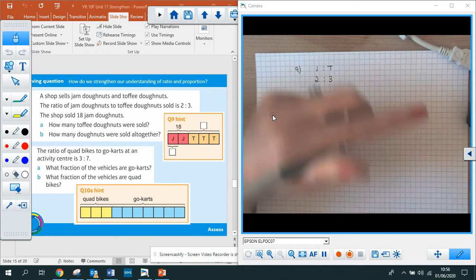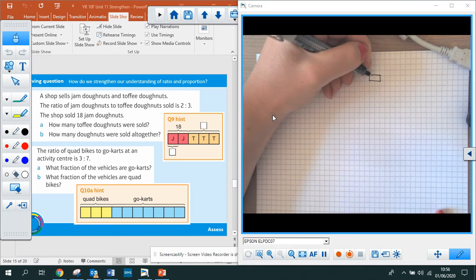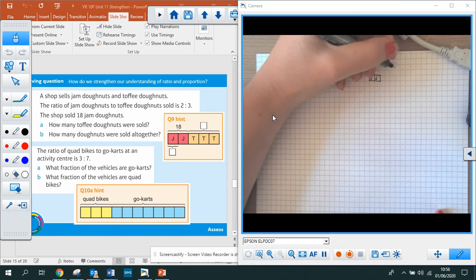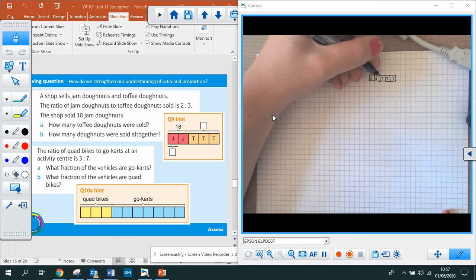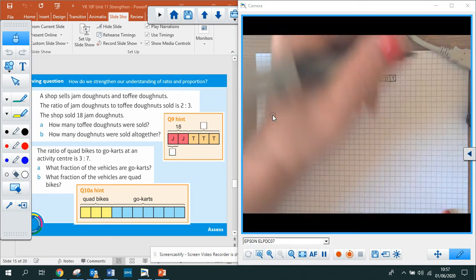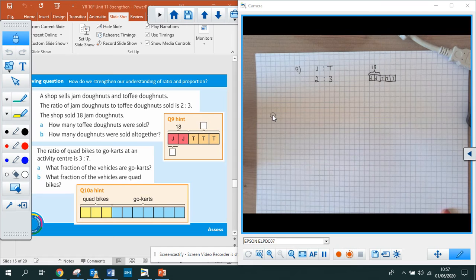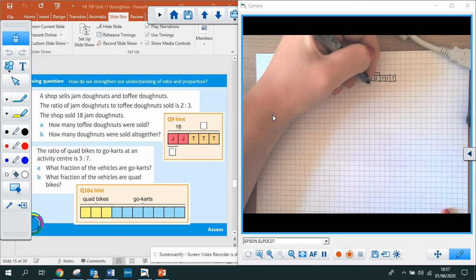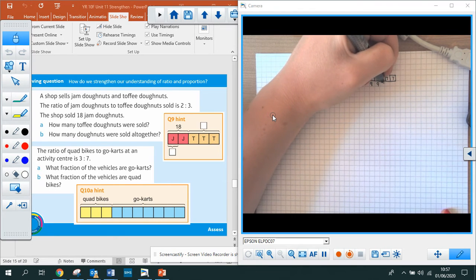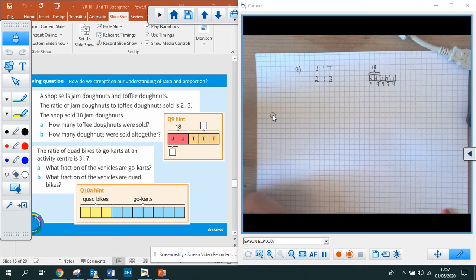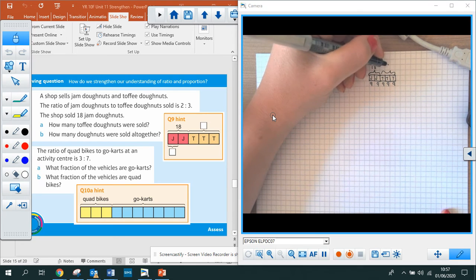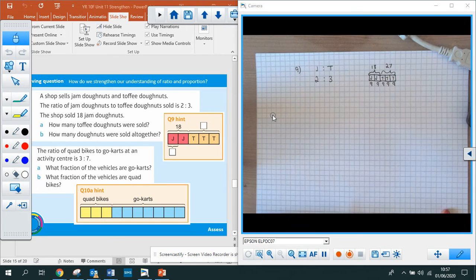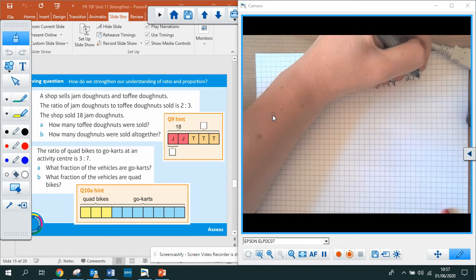You've been given a hint. You have 2 parts of your ratio that belong to your jam, and you've got 3 parts that belong to toffee, and we know that 2 parts were worth 18 sales. Okay, 18 donuts were sold. So how many toffee were sold? Well, I'm going to do 18 divided by those 2 parts. That gives me 9. So I know each part is worth 9. So I know 3 lots of 9 is 27, and they therefore sold 27 toffee.